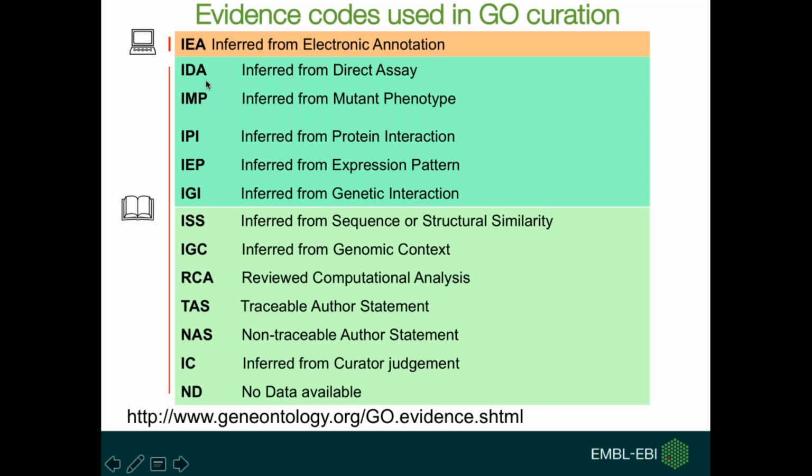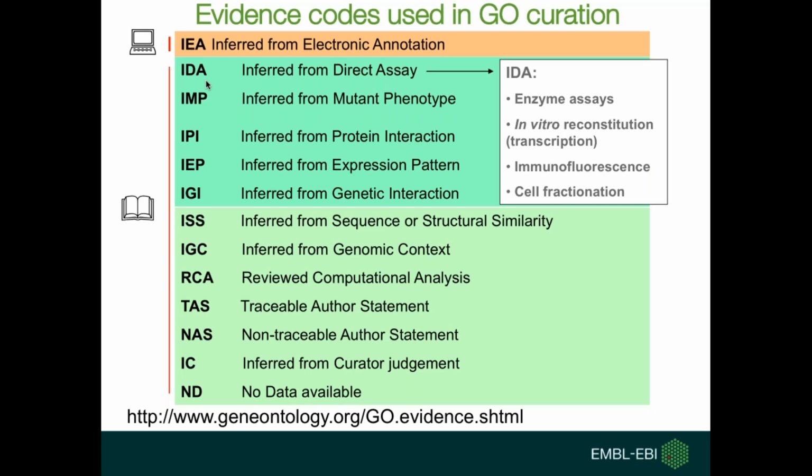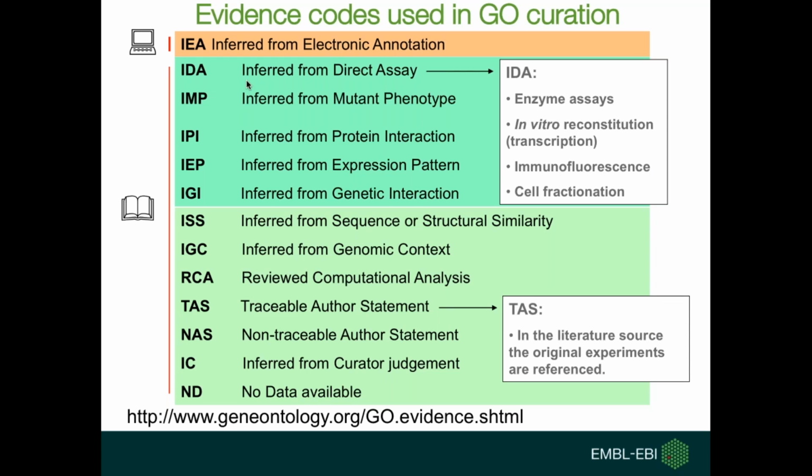So to give you an idea of what these actually mean, let's talk about, for example, IDA, inferred from direct assay. These would include enzyme assays, immunofluorescence, cell fractionation, and in vitro reconstitution or transcription. And then some of the ones that are not inferred from direct experiments are things like traceable author statement, where we can read a paper and we see that a statement is referenced, and we can actually capture that in the GO if we have an equivalent GO term for it.